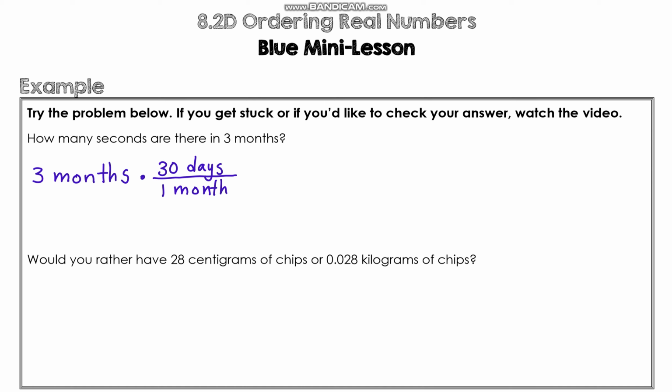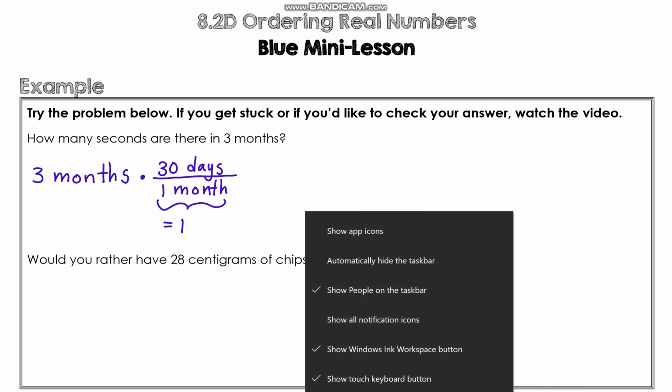So 30 days is the same thing as 1 month, and if you divide something by the same thing, you get 1. So this whole factor should equal 1. Okay, now you might be saying some months have 31 days and some have 28, but let's just go with 30 days. Okay. Now, why would I want to multiply by 1?